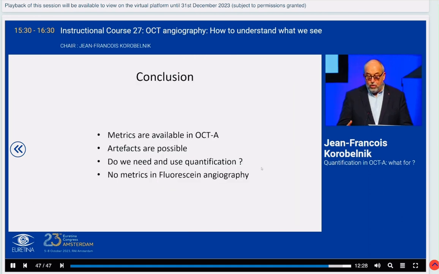So as a conclusion, the metrics are available. There are many artifacts that are possible, and you have to be very careful when you look at the image. Look at what slab, what is the quality of the image, etc. And at the end, do we really need and use quantification? My answer at the moment is, I think no, not on a regular basis, because there are, for example, no metrics on fluorescein angiography, and we work very nicely for the patients on fluorescein angiography. So maybe no. For research, as Joao presented, yes, but for daily basis work, I would say no.